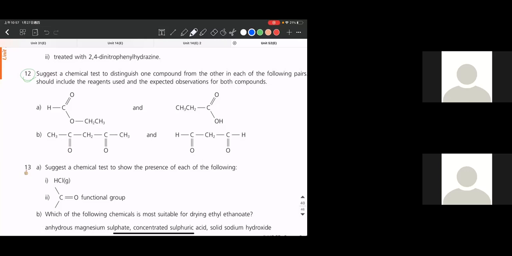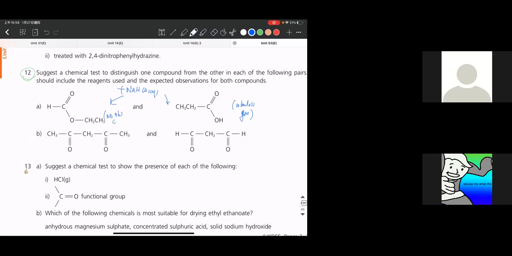What do you think about question 12? A should be sodium hydrogen carbonate. Add sodium hydrogen carbonate. Solid? Aqueous solution. So remember, you are going to add sodium hydrogen carbonate solution to each of the chemicals respectively. So what is our expected observation? The right one will give CO2, a colorless gas bubble. Yes. The other one will not. Yes, it is effervescence for the second case, while for this one no colorless gas bubbles are formed. Why? They are different compounds, how are they different?